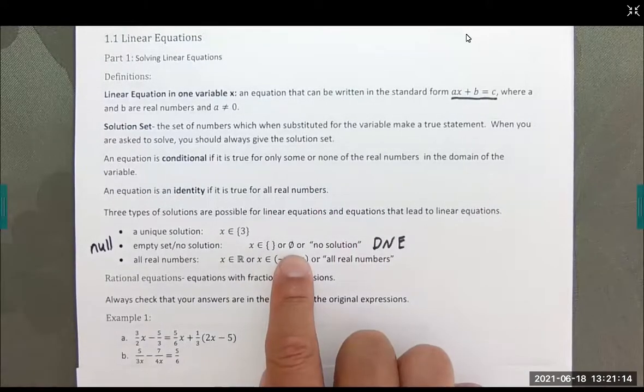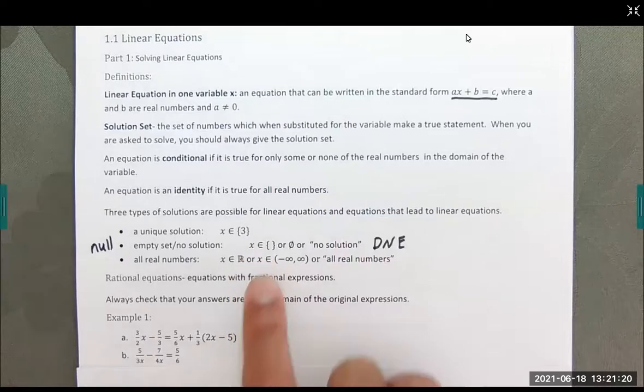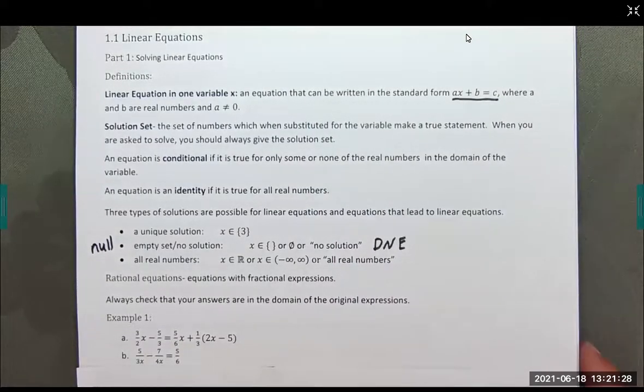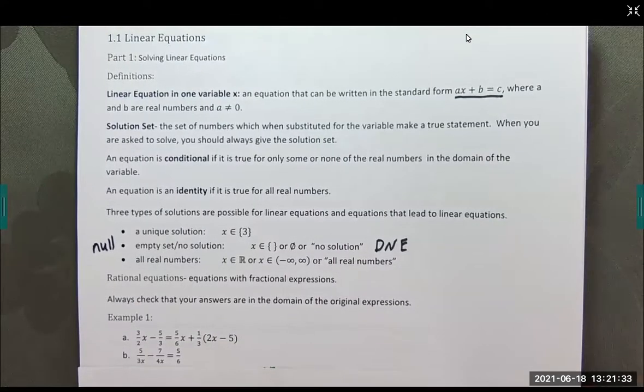This is the empty set symbol or the null set symbol. No solution, x is empty. The third one is all real numbers. Now, these last two are unusual cases. This more often than not doesn't happen. And any rational equation, all that means is that there's a fraction involved. So let's do an example.